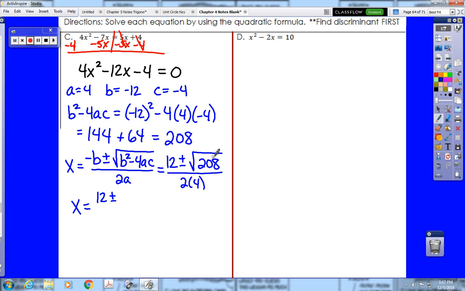208 is 16 times 13. Let me double check that real quick. I'm pretty sure that's right. Yep. So that would reduce to 4 root 13, because the square root of 16 is 4, over 8.